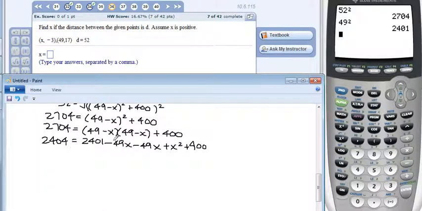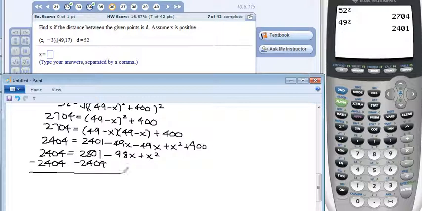All right, these are alike terms, and these are like terms. So we're going to combine. We've got 2401 and 400 is 2801, right? Then I have negative 49, and negative 49 makes a negative 98. And my x squared. Now I'm going to subtract that across, try to get my 0, right? I'm going to write this in descending order, because then it's going to look more like a regular trinomial.